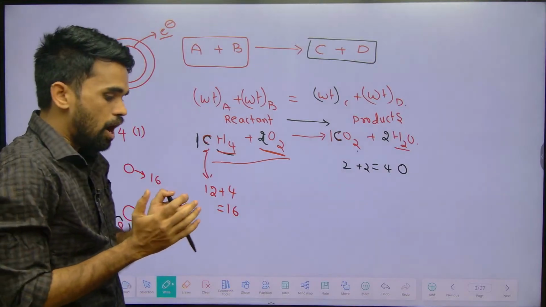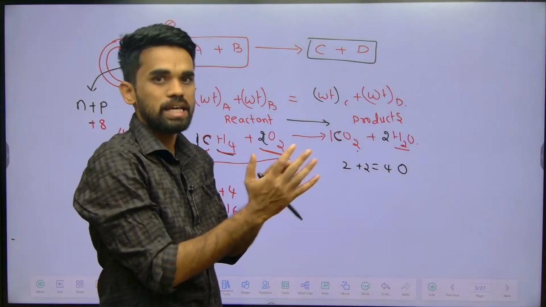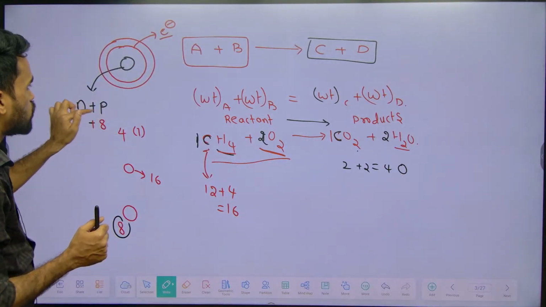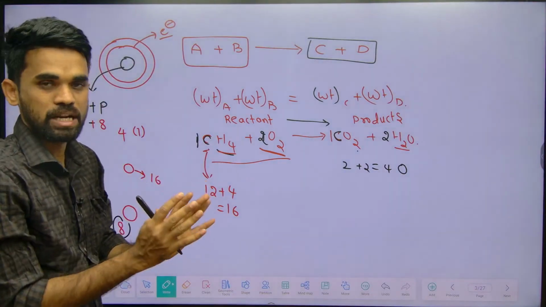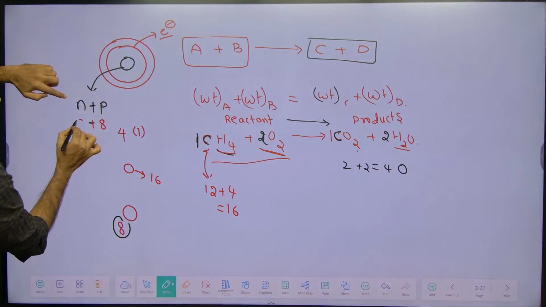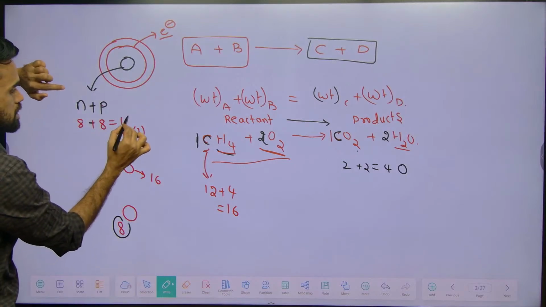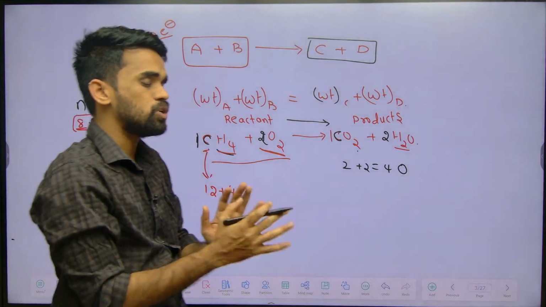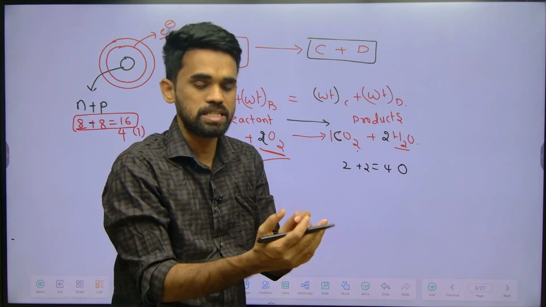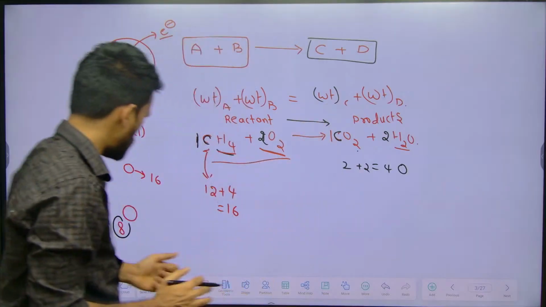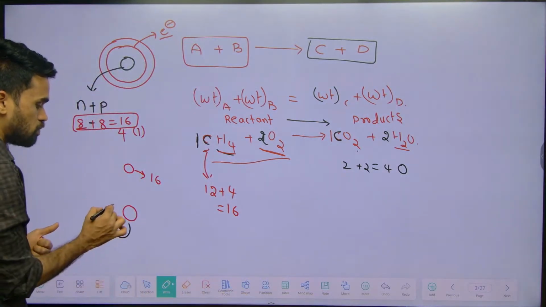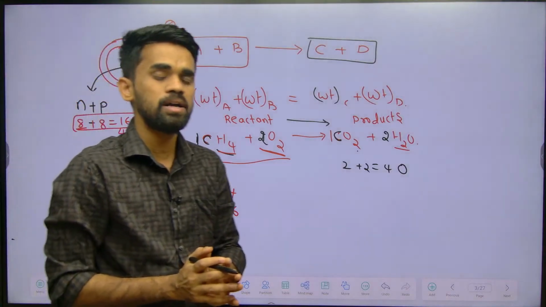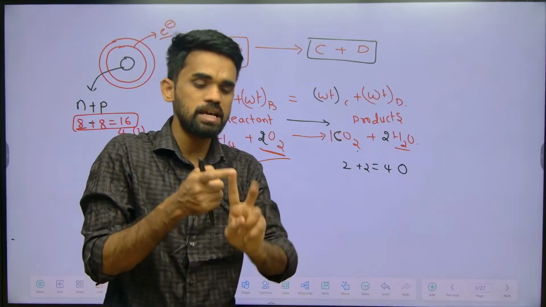Up to the first 20 elements, mostly the number of protons and neutrons are almost equal, not every time. So here the number of neutrons is also 8. Now what is the total mass? Whenever they ask about total mass for the first 20 elements, you can approximately consider double its atomic number. Its atomic number is 8, so its mass number becomes 16. Why? Because whenever you are calculating mass number, consider the number of protons and the number of neutrons.